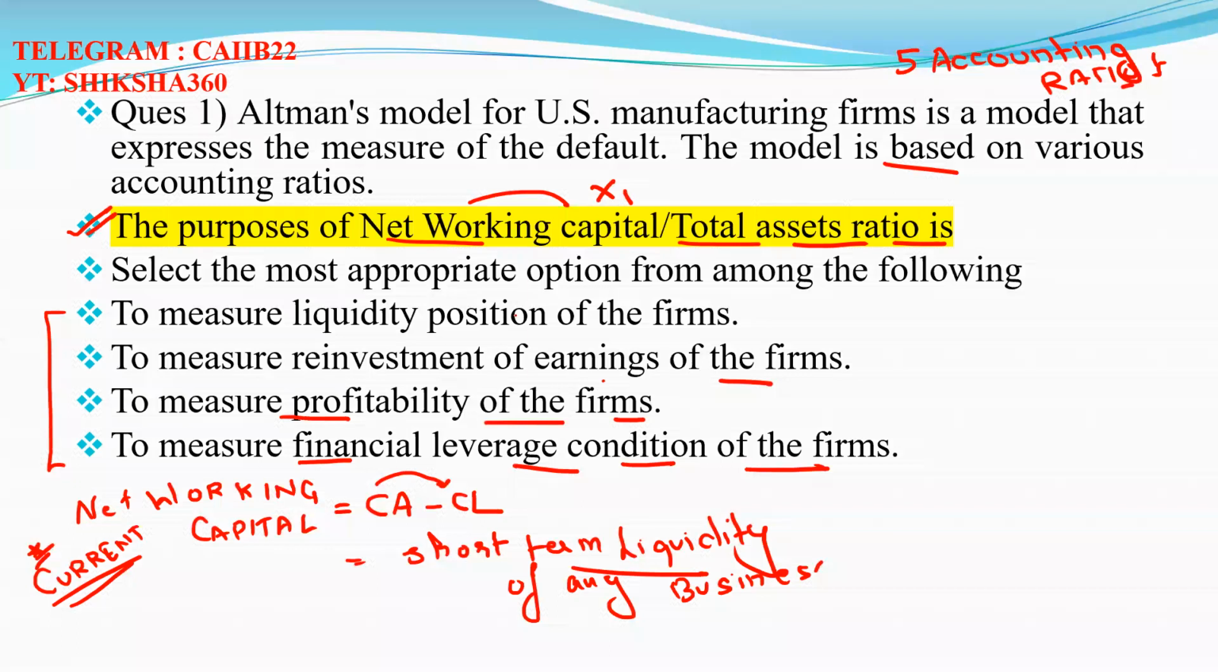So what is the correct answer? As we know, net working capital is equal to current assets minus current liabilities. In simple terms, it tells the short-term liquidity of any business. So the correct answer is option A, to measure the liquidity position of the firm.